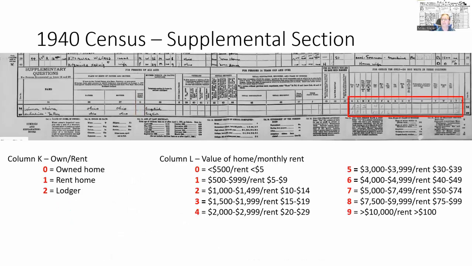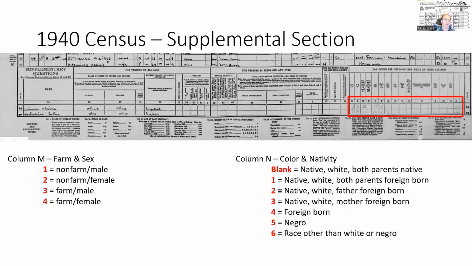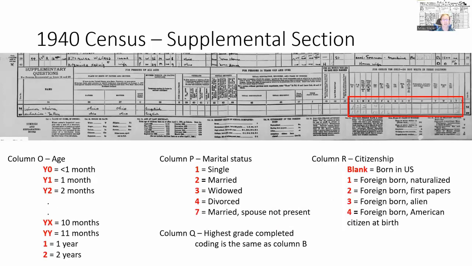And then the last set of columns gives us more information on owning or renting the house, the value of the rent or the ownership and so on, along with the farm. So were they farmer, lived on a farm or not on a farm, male or female, and then the color and nativity. So were they white, not white? Were they foreign born? And then you have age data, along with marital status, and then the highest grade completed, and then the citizenship records there.